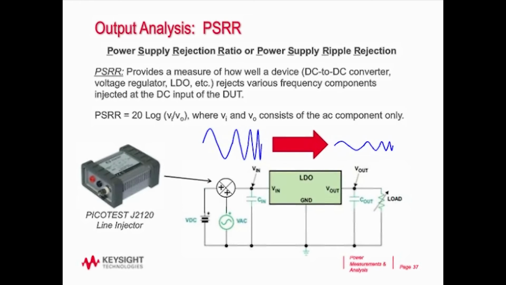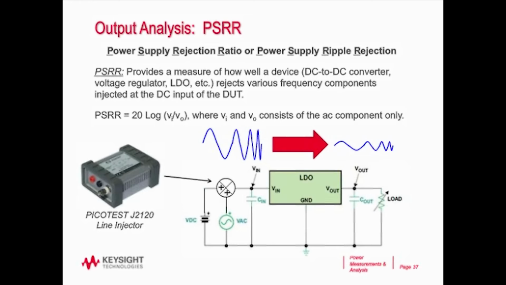Our InfiniiVision X series oscilloscopes have a built-in function and arbitrary waveform generator. You can use that as the disturbance source, but it also has to be summed with the DC input. You can't just directly connect the function generator to the DC source. It has to go through a summing network, and one that I recommend is from a company called Picotest. This is the Picotest J2120 line injector.